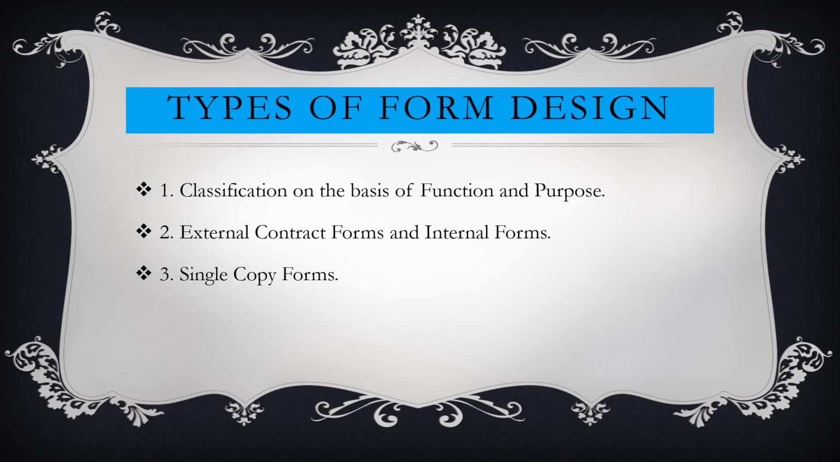The single copy form is prescribed in some specific cases. For example, the railway reservation form is a single copy form. In some cases, use of duplicate or triplicate forms is necessary. For example, a school leaving certificate is prepared in duplicate. The first copy is given to the student while the other copy is retained as the office copy.